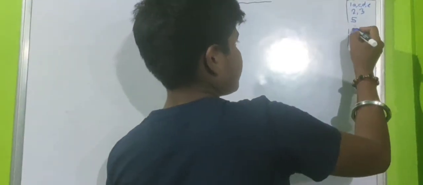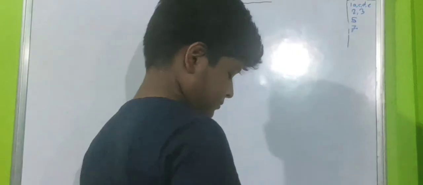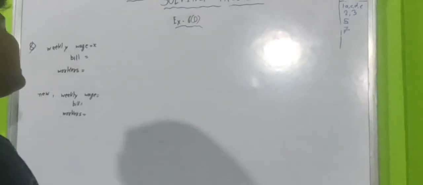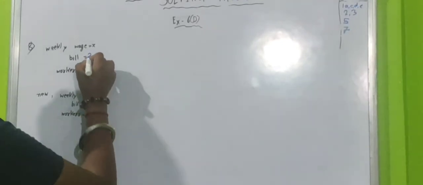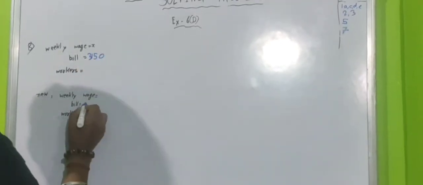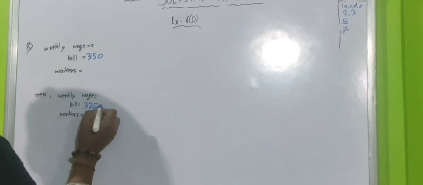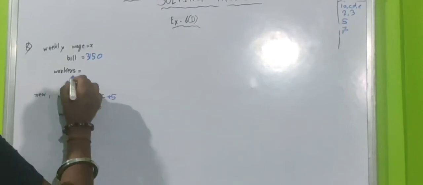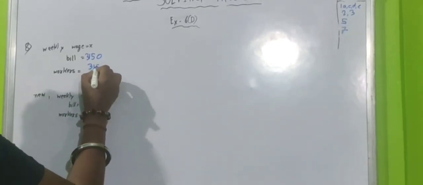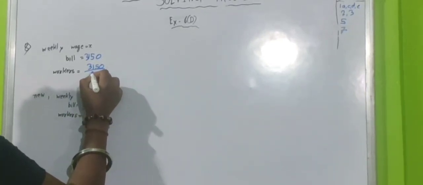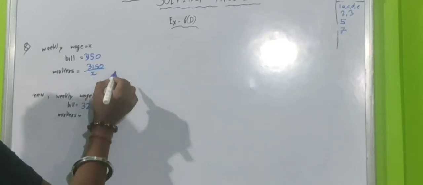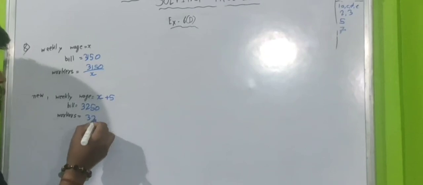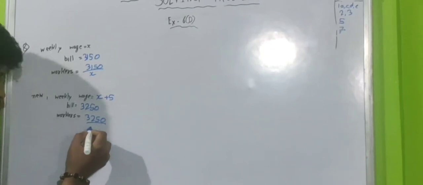Then will be homework 8. Here the weekly wage is let to be x, and the bill is 3150 and the increased bill is 3250 rupees. And the increase in weekly wage of each worker is x plus 5. So the total bill is the number of workers by the weekly wage of each, which is x. So the number of workers you will find here, and here we have to do the same also.